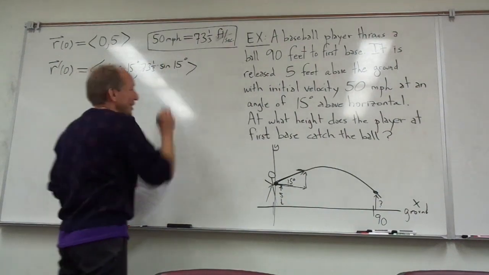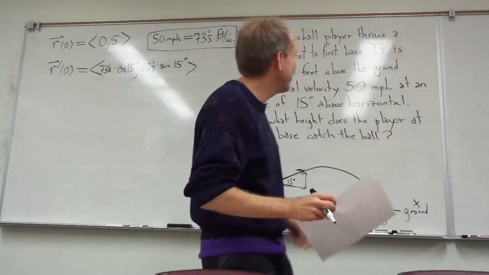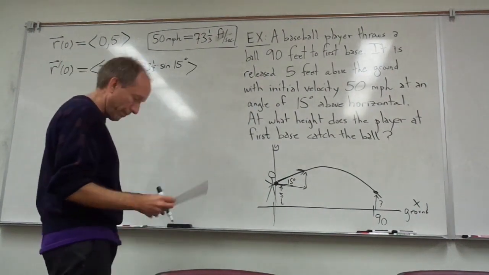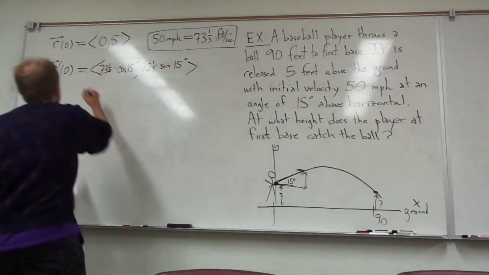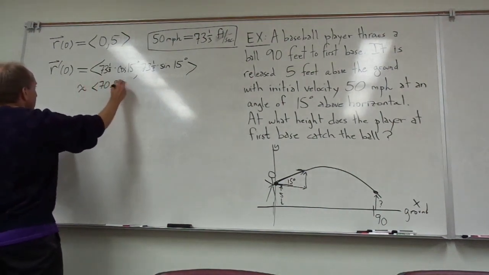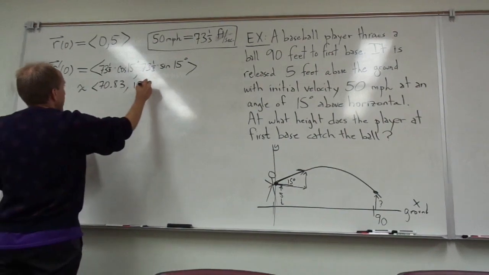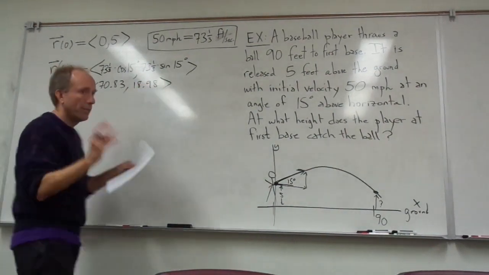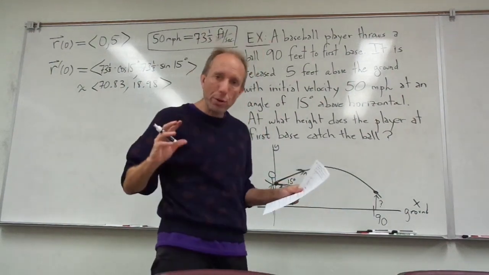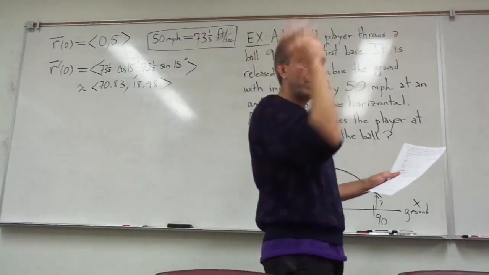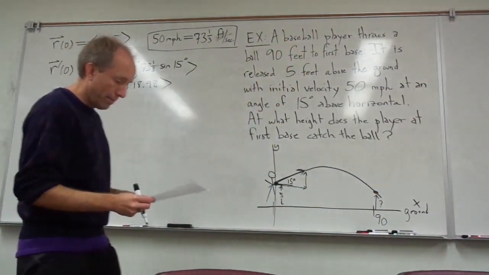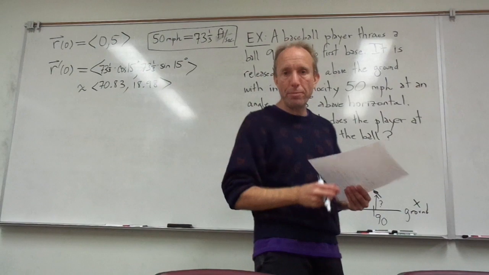Make sure that your calculator is in the correct units when you're doing this. We will use a calculator for this, but that's going to be important. This turns out to be approximately 70.83, comma 18.98. So the ball has both a horizontal and a vertical component to it as it's being released and thrown through the air. And these are what those feet per second values are going to be.